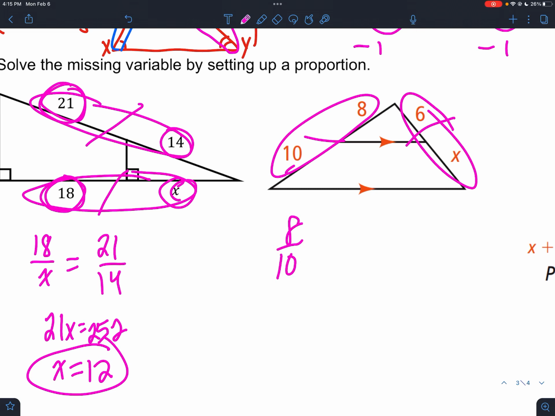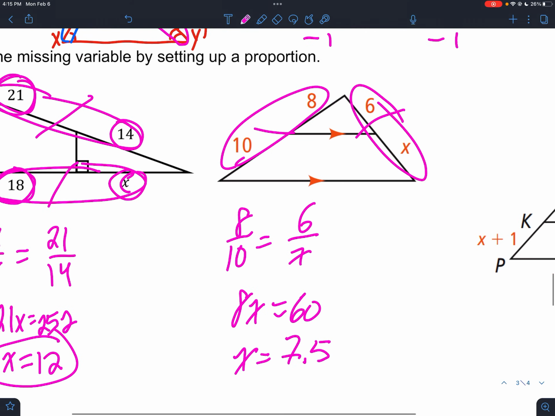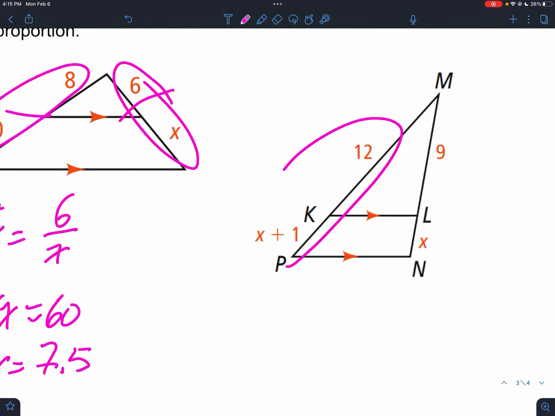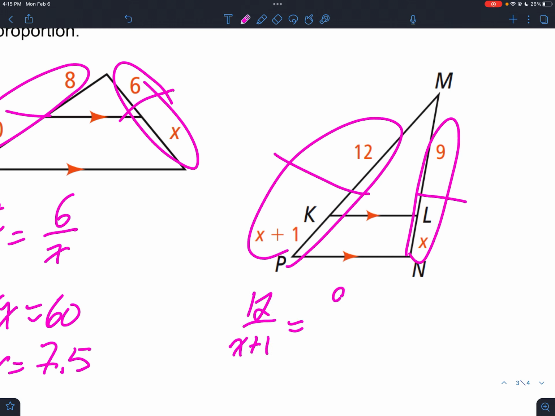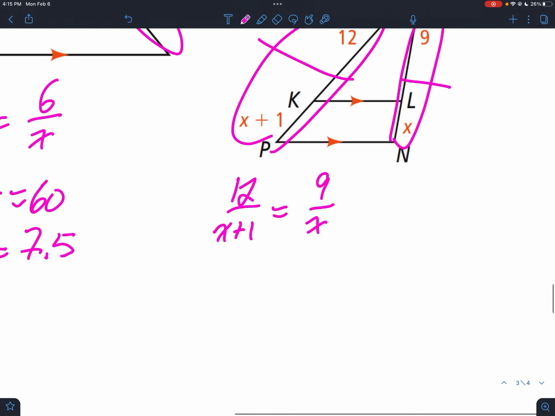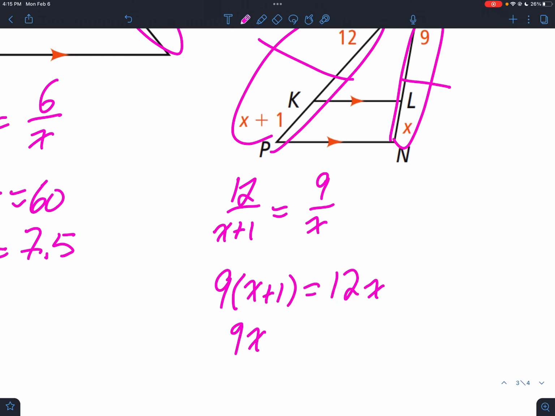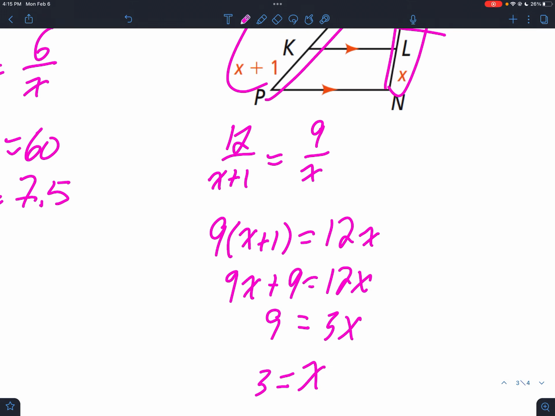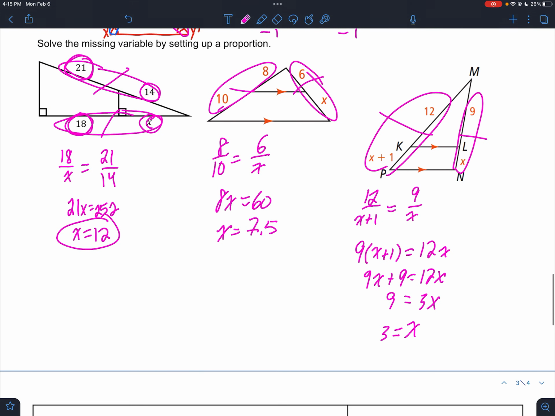You could do it here too. You just circle the side and split it. So 8 over 10 is 6 over x. So we get that x is 7.5. And again, circle the side, split it. So 12 over x plus 1 is 9 over x. Cross multiply. Distribute. Get the x's together by subtracting. And you'll eventually get that x is 3.